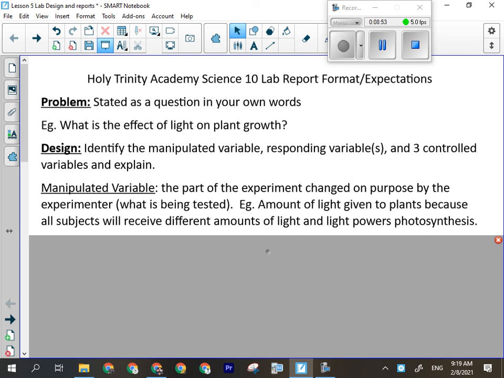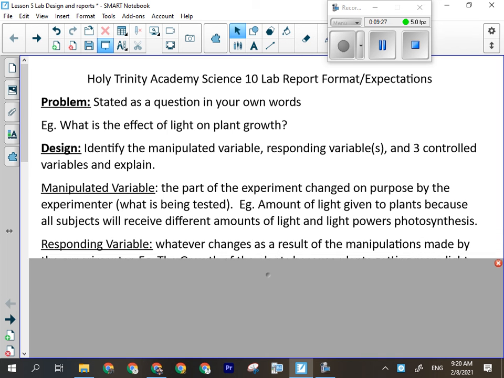What I typically see when people do this wrong is this. Manipulated variable, light, and nothing else. Or manipulated variable, light, because we changed it. Is that a very thorough explanation as to why it's the manipulated variable? It's not. So this is like a grade 10 or high school level explanation. In grade 8 or 9, maybe because we changed it was good enough, but it isn't now. We need to have a thorough explanation as to why this is the manipulated variable.